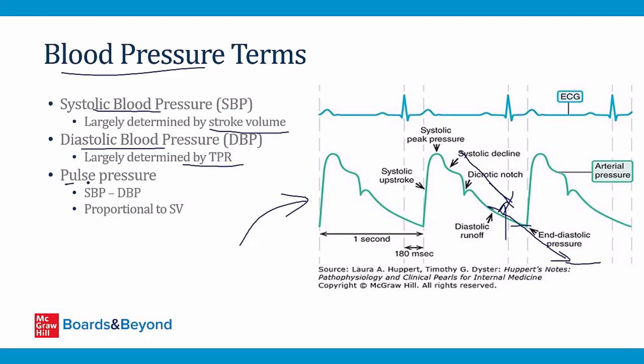And then finally, let's talk about the pulse pressure. That's the difference between the systolic blood pressure and the diastolic blood pressure. So for example, if the systolic blood pressure were 120 and the diastolic blood pressure were 80, then the pulse pressure would be 40. And you should know, especially for step 1, that pulse pressure is proportional to stroke volume. The larger the stroke volume, the higher the pulse pressure. The smaller the stroke volume, the lower the pulse pressure. Patients who have heart failure and have a very low stroke volume, a very low cardiac output, tend to have a very small or low pulse pressure.